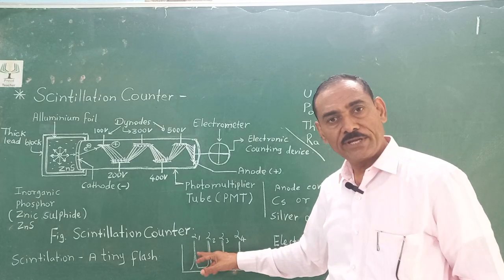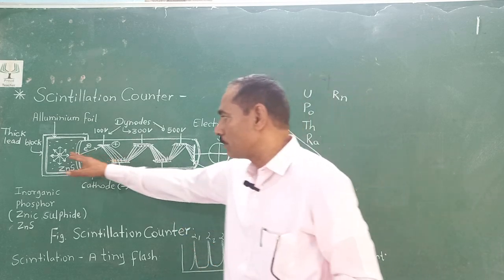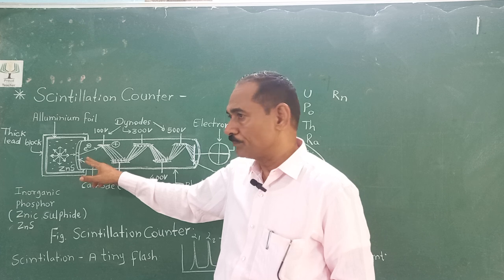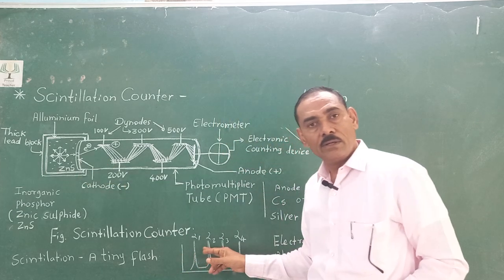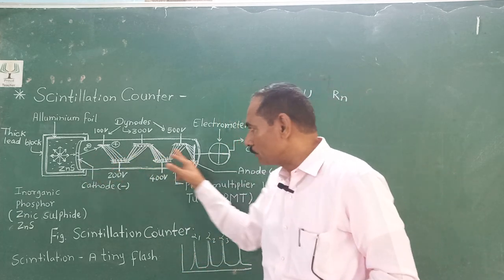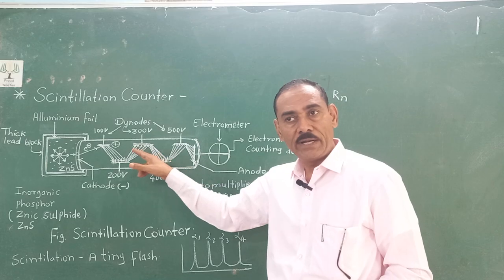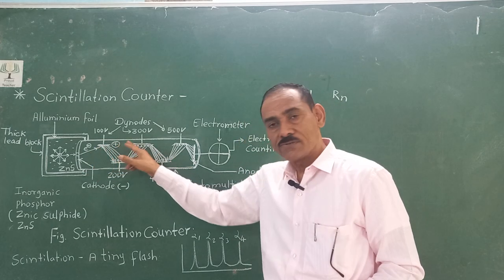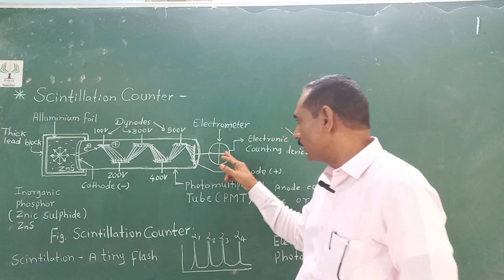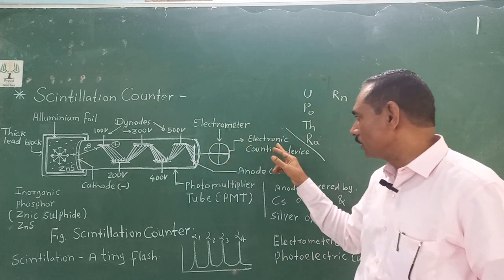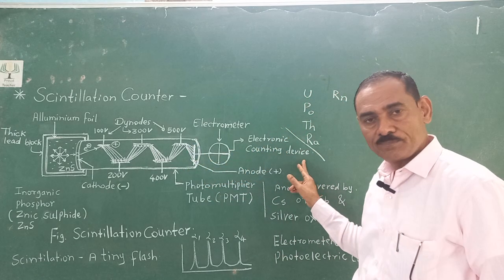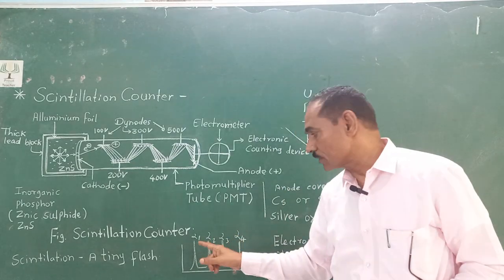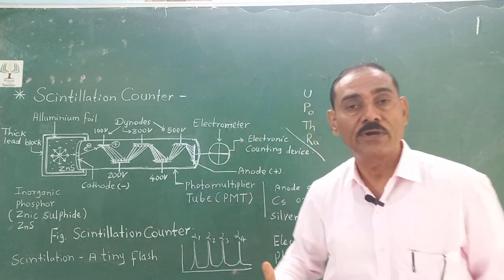The first peak indicates that the first alpha particle is emitted from the radioactive sample source and enters the photomultiplier tube, which gives electrons. Those electrons are multiplied and finally get counted by the electronic counting device, and it gives a first peak. It indicates that the first electron is counted here, which is emitted from the radioactive sample source.